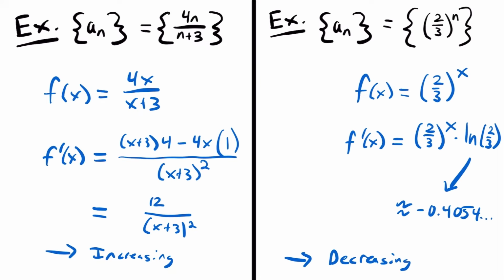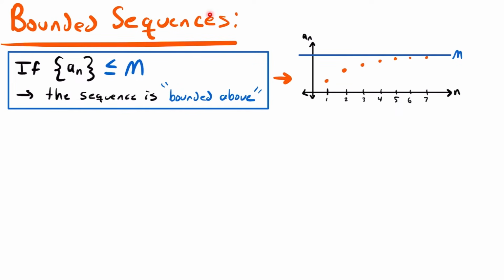And so now let's establish what bounded sequences are. All right, so now we're going to talk about bounded sequences. The first thing that you need to know is that if a sequence a sub n is less than or equal to some value m, the sequence is bounded above. What this means is that all of the terms of the sequence a sub n are less than or equal to some value.